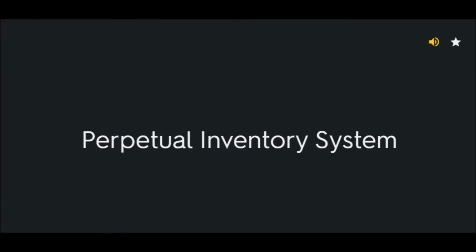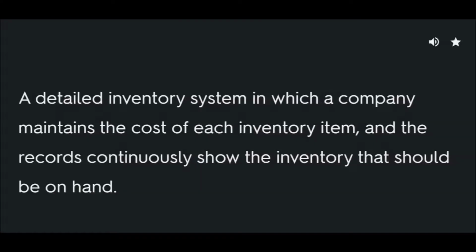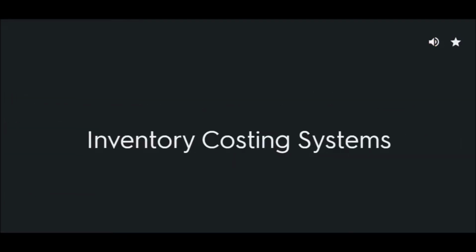Perpetual inventory system. A detailed inventory system in which a company maintains the cost of each inventory item and the records continuously show the inventory that should be on hand. Inventory costing systems.